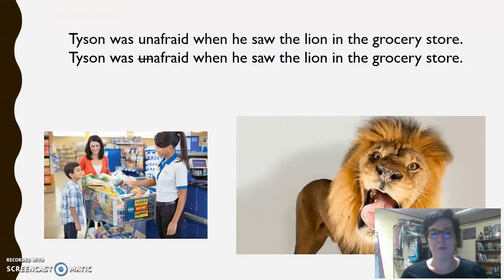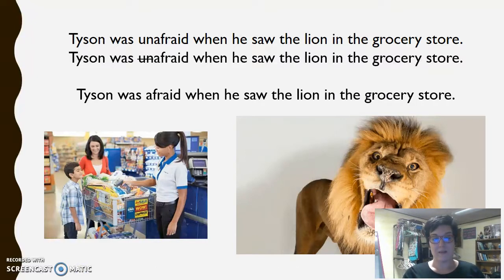So, how does the prefix change the sentence? At first, Tyson was not afraid when he saw the lion in the grocery store. And in the second test sentence, when we got rid of the prefix, we see that Tyson was afraid when he saw the lion in the grocery store. I'd be afraid if I saw a lion in the grocery store.